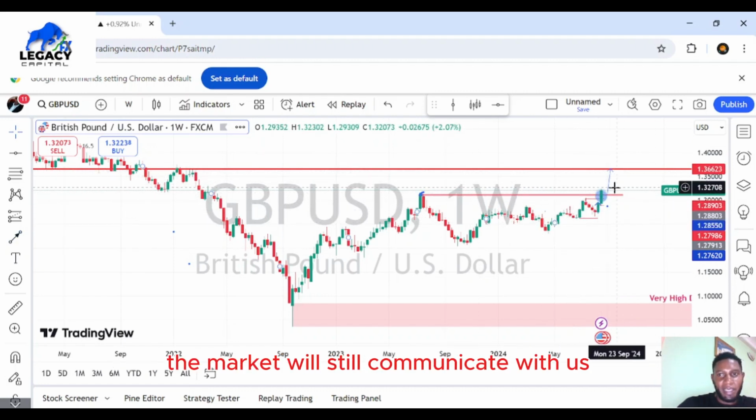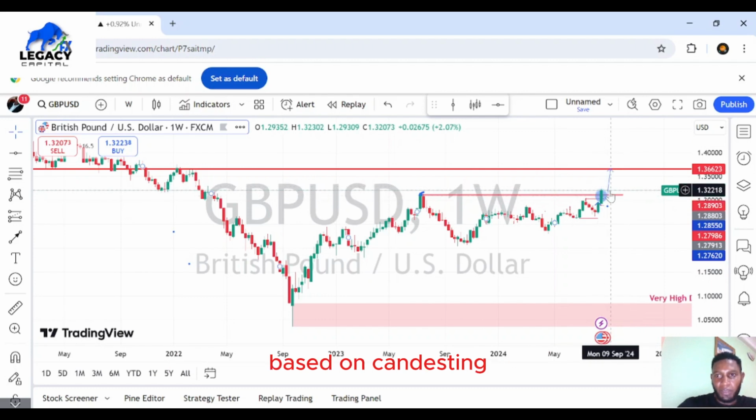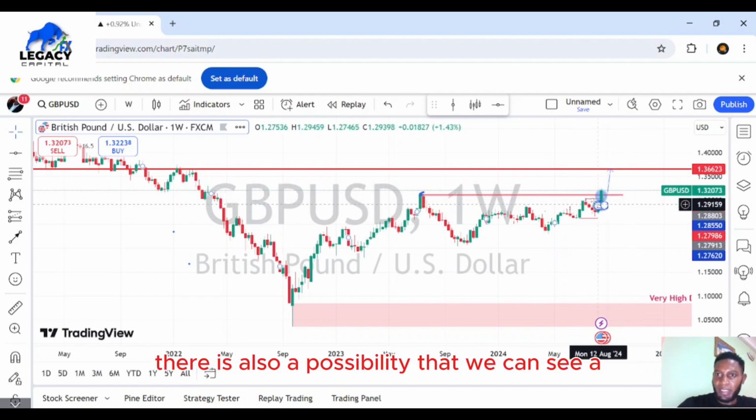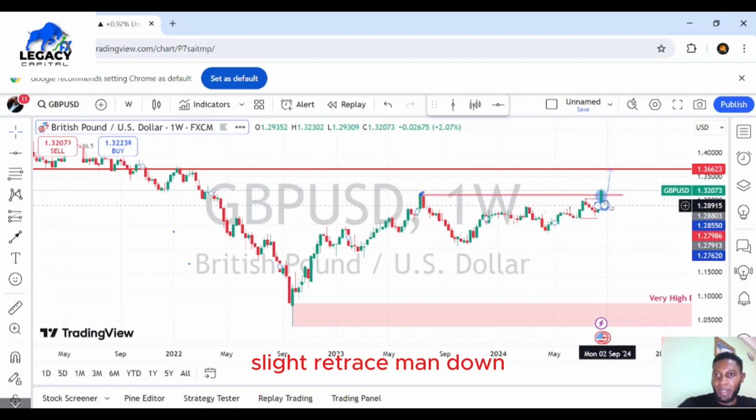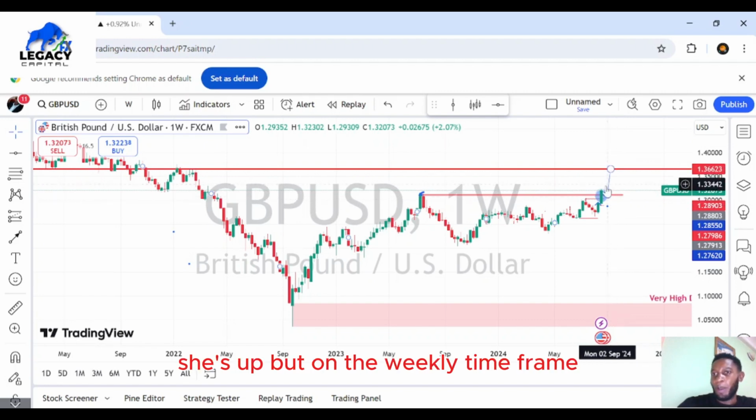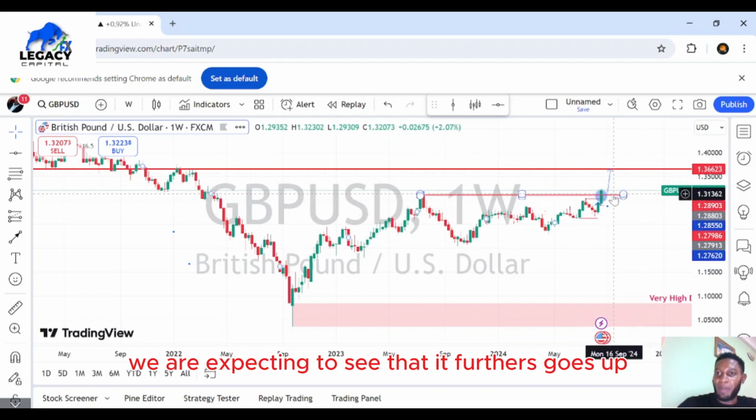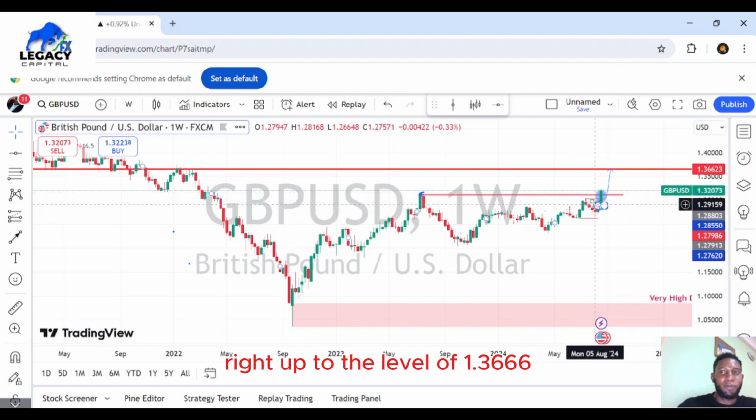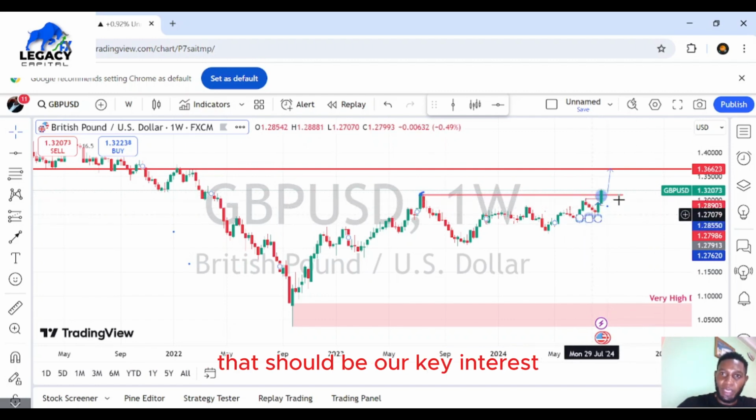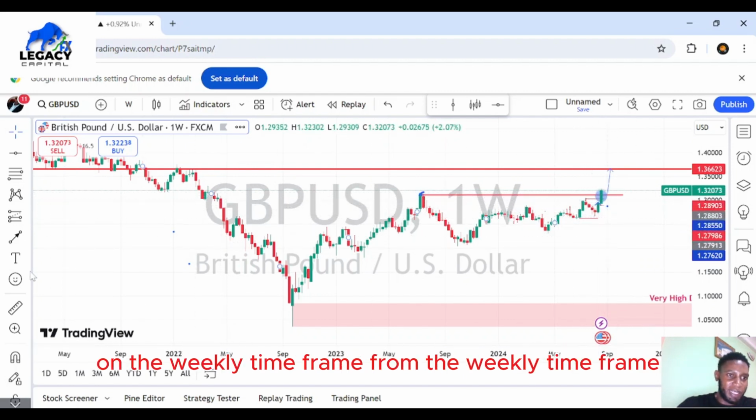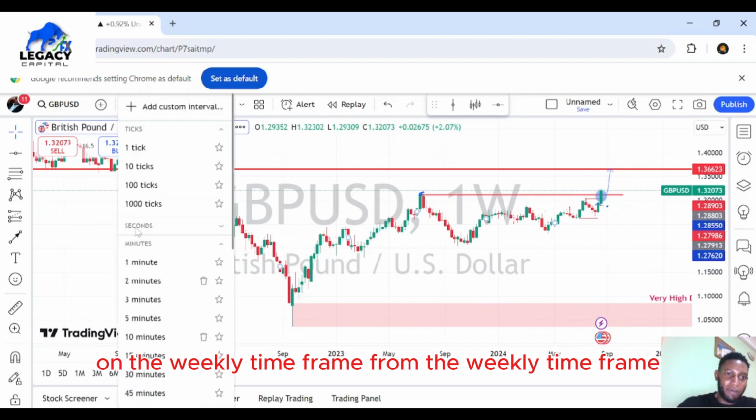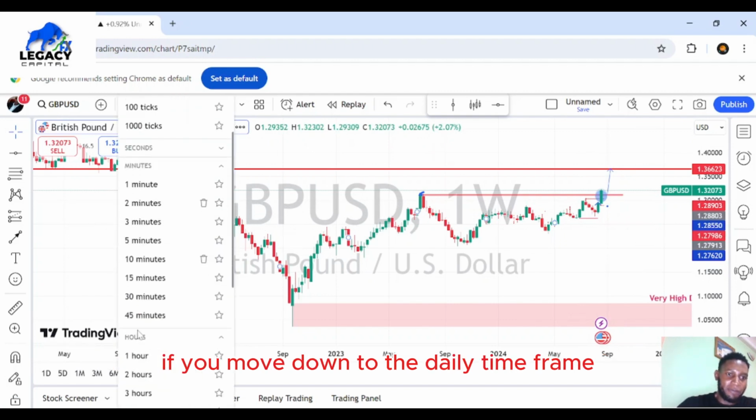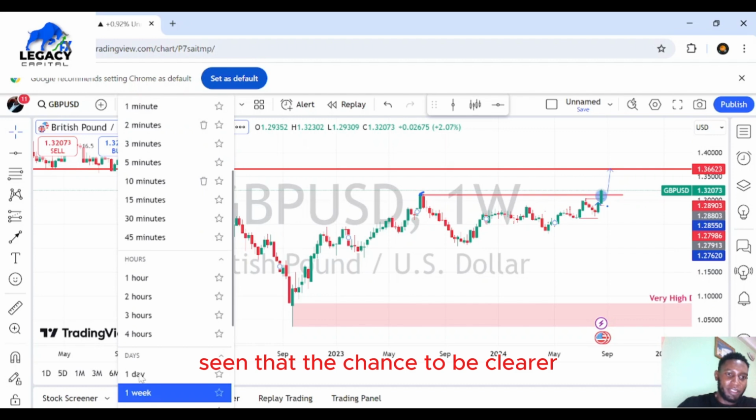At this zone, the market will still communicate with us based on candlesticks. There is also a possibility that we can see a slight retracement down before it pushes up. But on the weekly time frame, we are expecting to see that it further goes up right up to the level of 1.3666. That should be our key interest on the weekly time frame. From the weekly time frame, if we move down to the daily time frame, we'll see that the charts will be clearer.